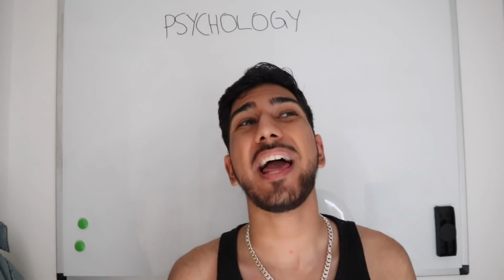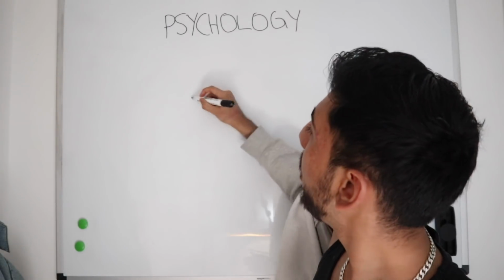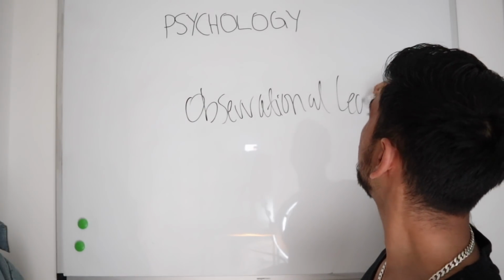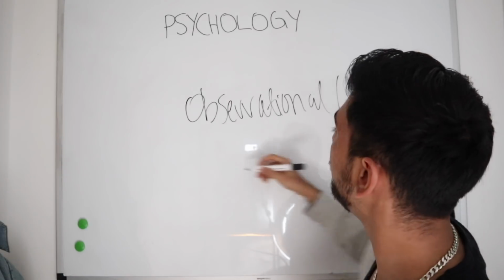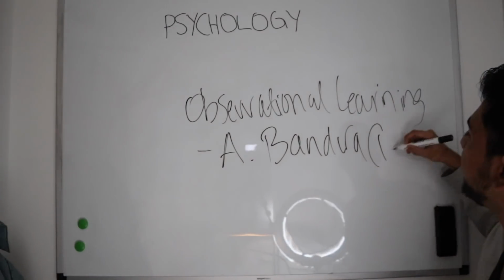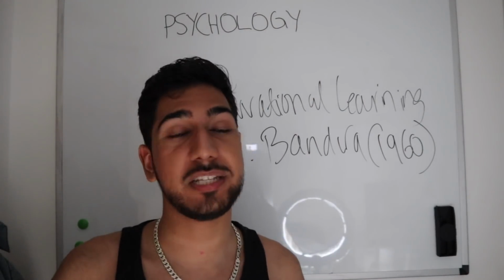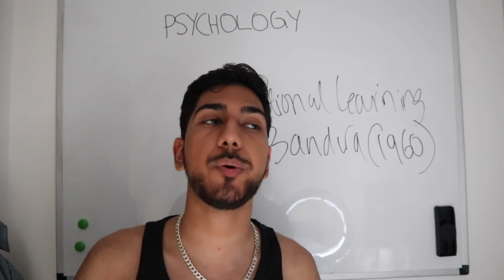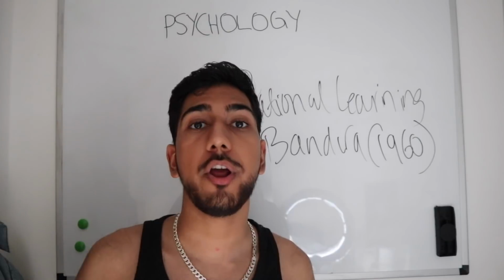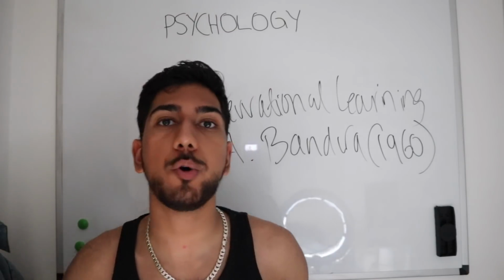Okay, so now as promised, we're going to be looking at a theory within behavioral psychology, and that theory is called observational learning. This is by a man called Bandura, who wrote this in the 1960s. This man is really famous and well known. As we said earlier, behavioral psychology is also about how we as individuals develop our behaviors, thoughts and feelings based on reinforcements, either positive or negative, so rewards and punishments, but also observation.